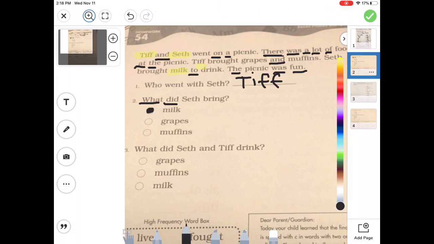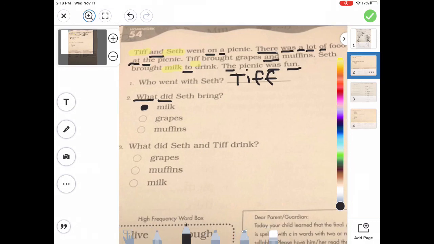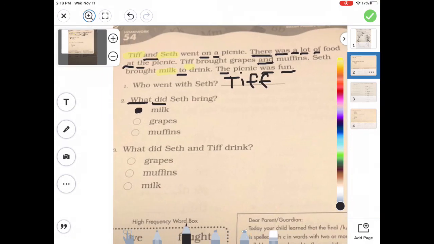What did Seth and Tiff drink? So let's see. Well, let's think about it. We only heard about grapes, muffin, and milk. So we know they had milk to drink, because they can't drink grapes and they can't drink muffins, can they?